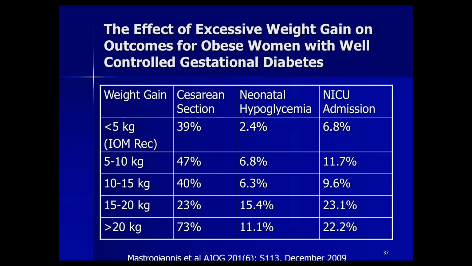Here's a really nice study by Mastrogiannis that came out about 10 years ago, looking at the effect of excessive weight gain. Now, this is for obese women whose body mass index was over 30, who were well controlled. And then he split them out looking at outcomes based on weight gain. So you can see if somebody gained 40 pounds, their cesarean section rate was up to 73%. Up to 11% of the babies ended up with neonatal hypoglycemia, and almost a quarter of them ended up in the ICU for at least a short-term admission. And that was in women who were well controlled otherwise, just stratified by weight gain.